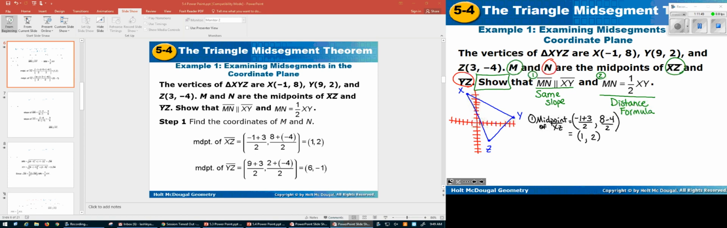That's going to be the letter M. M is at (1, 2). So go to (1, 2), and hopefully it lands on your line. Mine's close. Yours should be perfect. So there's my M.